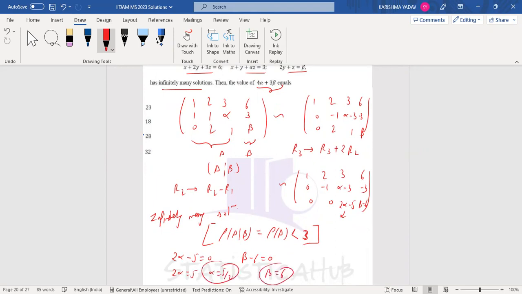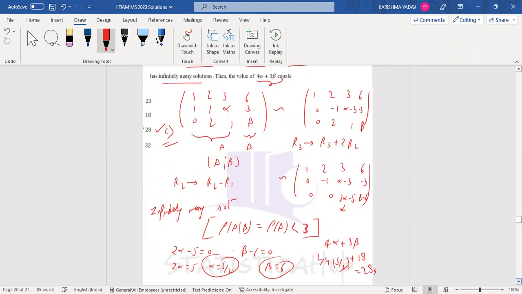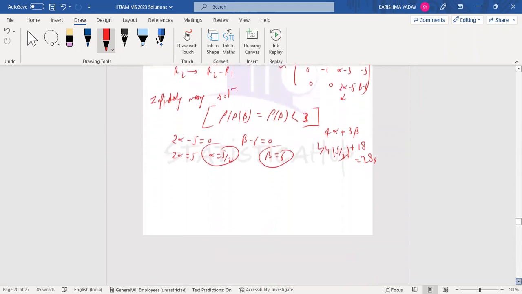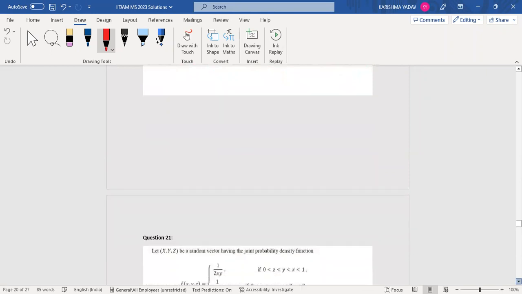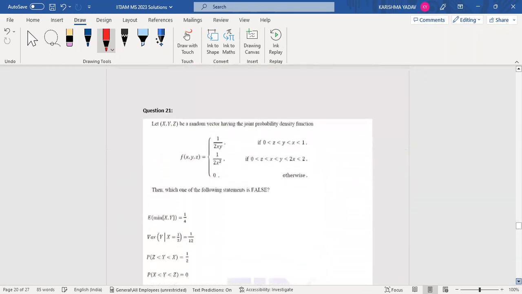6. And what do we have to find? We have to find 4 alpha plus 3 beta, that is equal to 4 into 5 by 2 plus 18. That is 2 times 5 is 10, and this is 28. So our result is option C, that is 28. It was a pretty easy question. You can do that very easily. You just have to know the infinitely many solutions tactic.